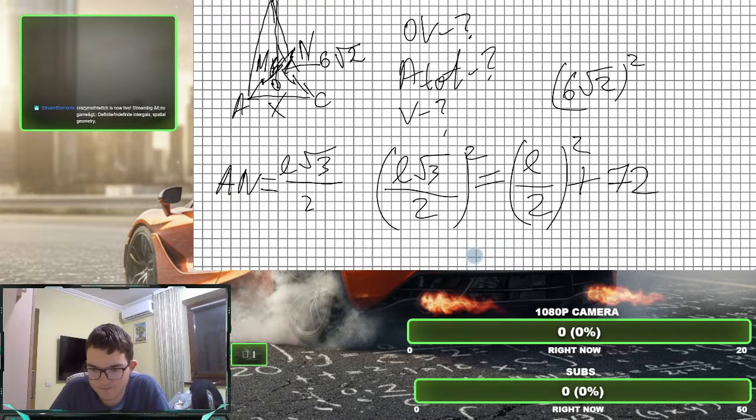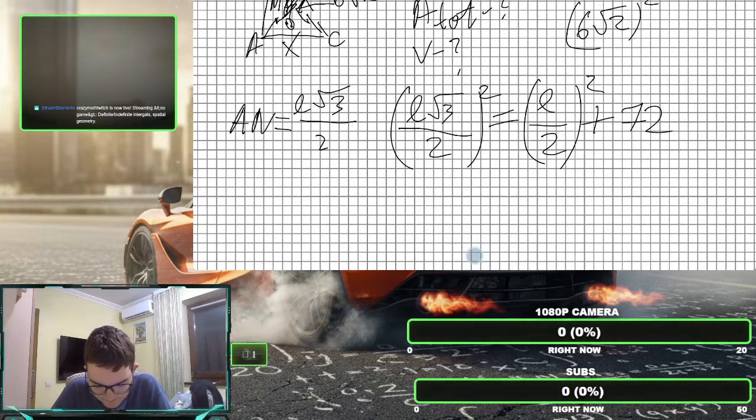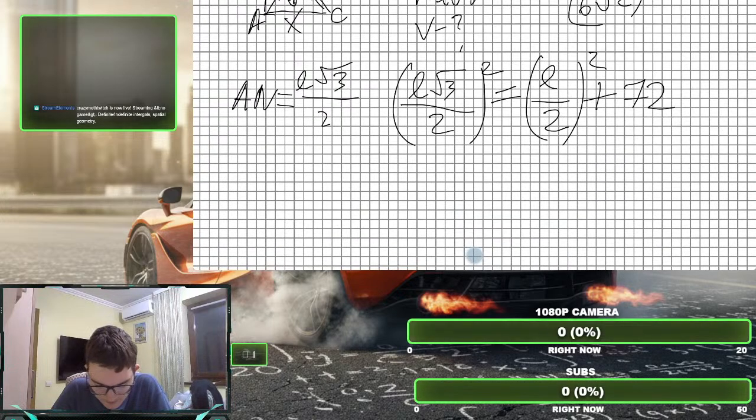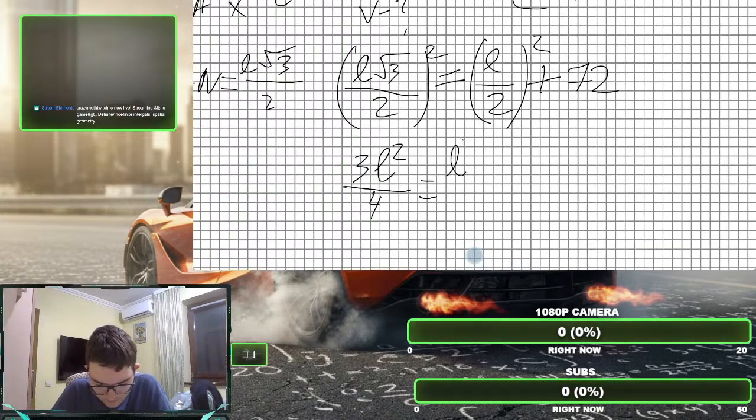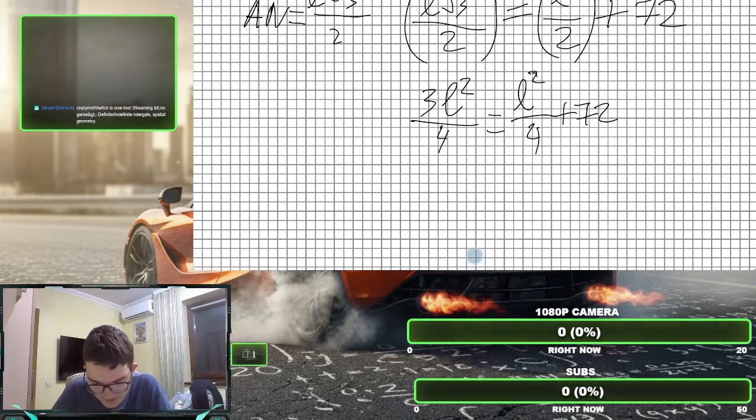Okay then, moving on. So I'll have L at the second power times 3, divided by 4. There. L at the second power divided by 4 plus 72. Now, the main thing is trying to find L.